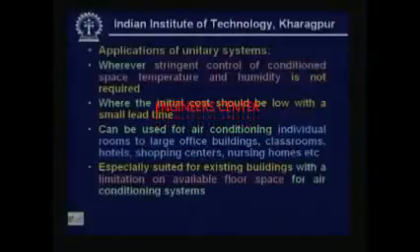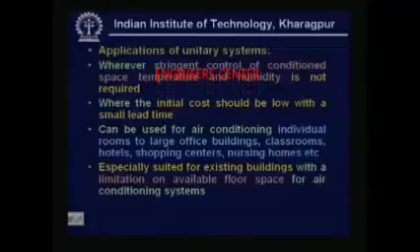And these systems are especially suited for existing buildings with a limitation on available floor space for air conditioning systems.